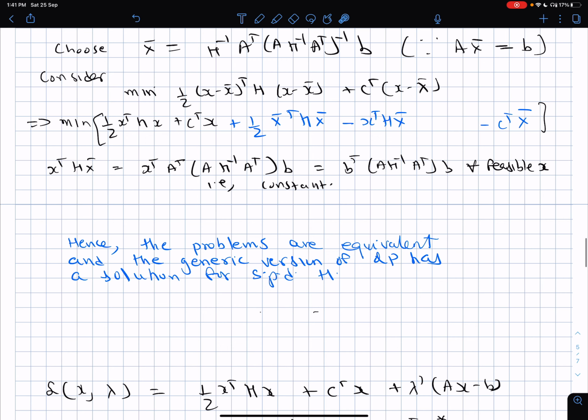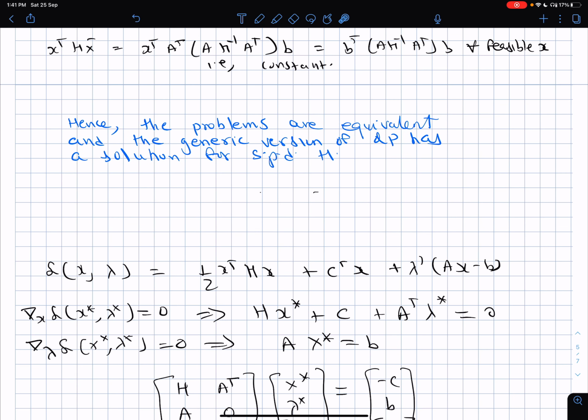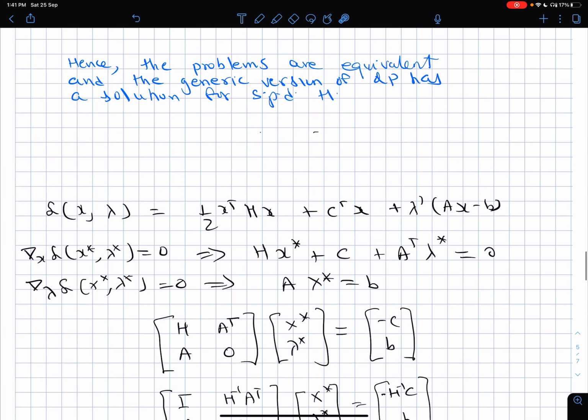But now, having shown that this has a solution, I am just going to give you a nice simple solution by applying the first order optimality condition directly onto this problem.